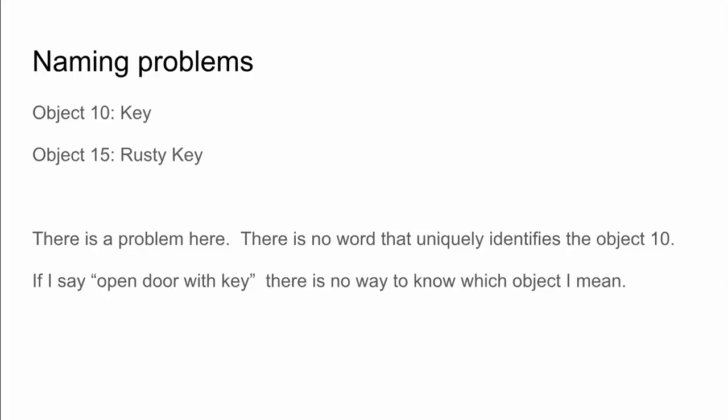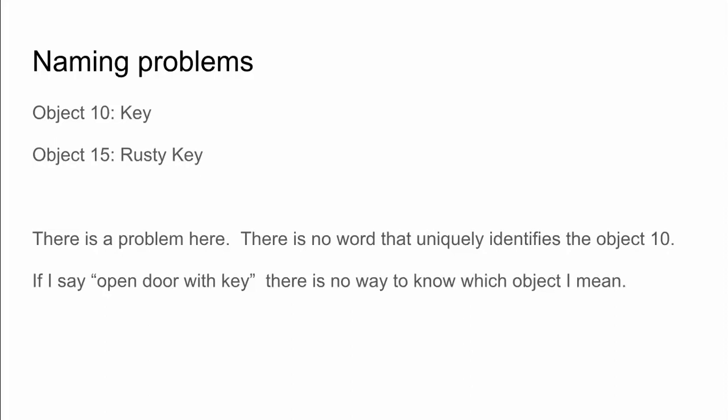Now, notice that object 15 here in our game, well, the word rusty uniquely maps to that key, right? So the word rusty is only associated with object 15. So if we type, take rusty, well, the parser can say, okay, rusty maps to object 15. Good, I know which object you're talking about, no problems there.